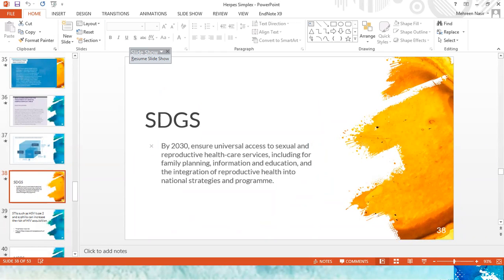Talking about the sustainable development goals, goal 3 has a target: by 2030 ensure universal access to sexual and reproductive health services, including for family planning, information and education, and integration of reproductive health into national strategies and programs.